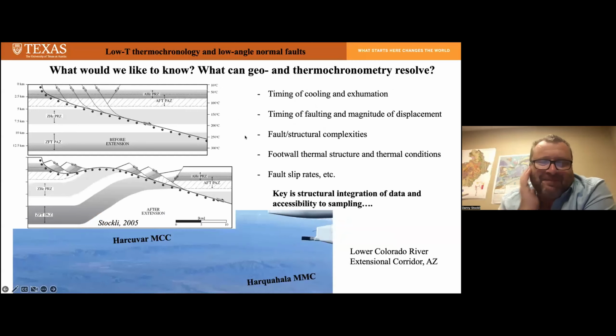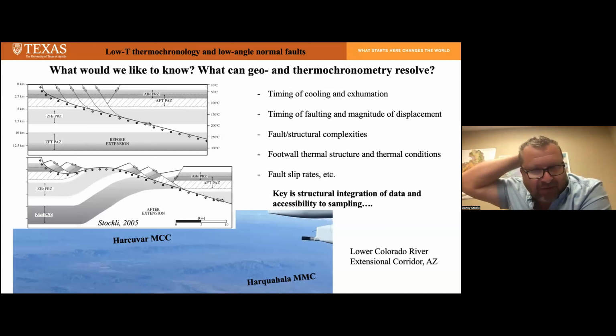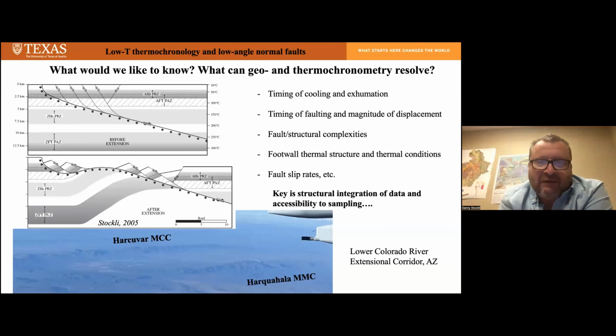So, what do we want to know? I think Derek already asked one of the questions, and that is, what's the timing, what's the duration, what's the magnitude of displacement, what's the thermal structure of the footwall, often what's the reheating of the upper plate as you juxtapose a cool upper plate against a hot lower plate. Are there structural complexities along the detachment, and so forth and so forth.